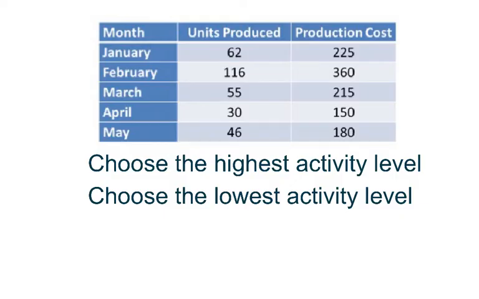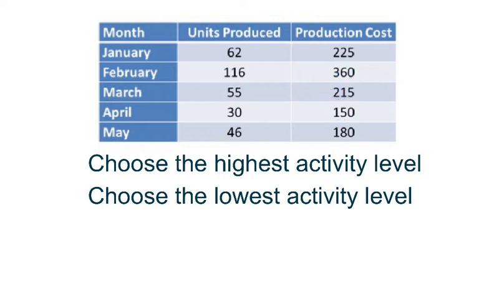And where do we start? First of all, I will always give you a table, or I will give you various levels of production with a production cost. So in this one, we have different months. We have January up to May, and then we have the units produced in each month, and we have the cost to produce those units.